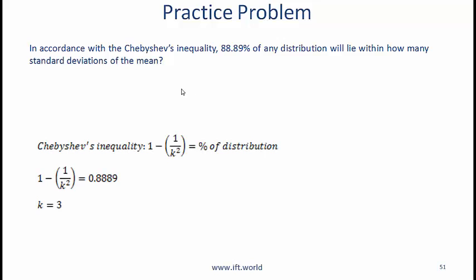Notice that when you plug in 3 over here, where 3 is the number of standard deviations, you will get 0.8889. So what that essentially means is that if we go 3 standard deviations from the mean, we will cover at least 88.89% of the data.